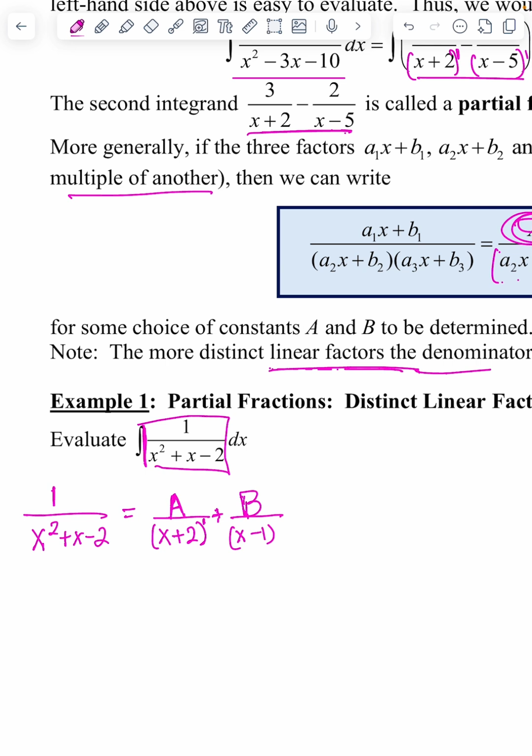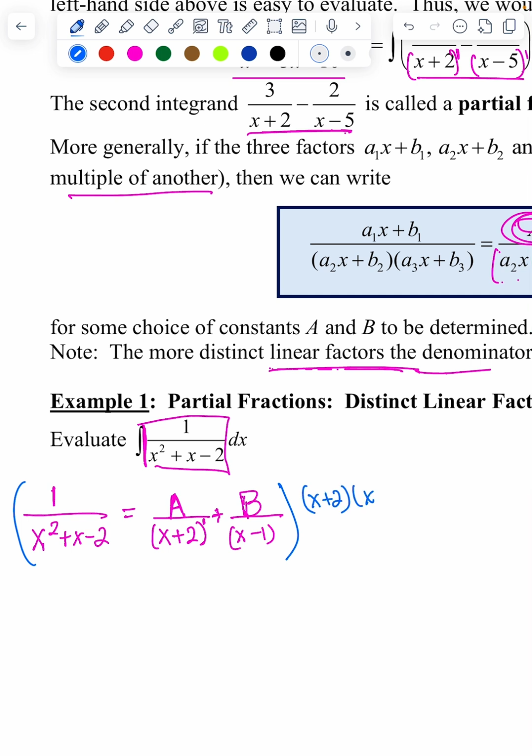And I'm just going to use algebra. Okay? So first off, if I was to multiply this whole entire thing by x plus 2, x minus 1, which basically means you're going to distribute x plus 2, x minus 1 to everybody. Well, when I distribute x plus 2, x minus 1 here, this actually does cancel out the denominator, so we are left with just 1.